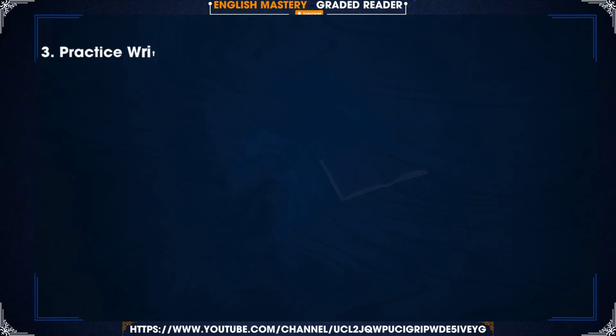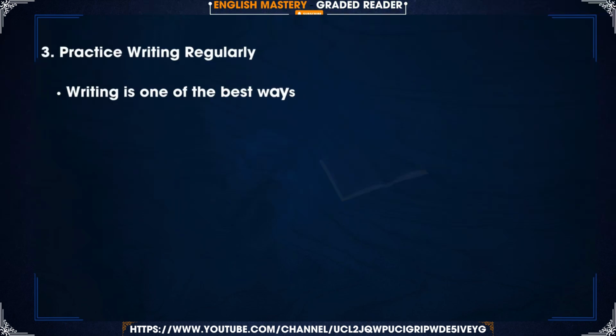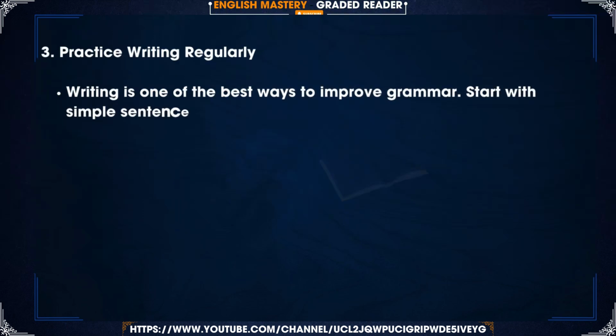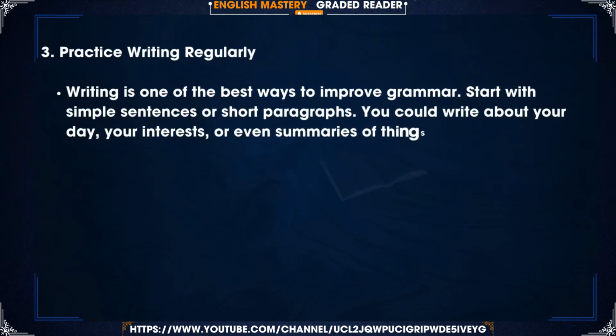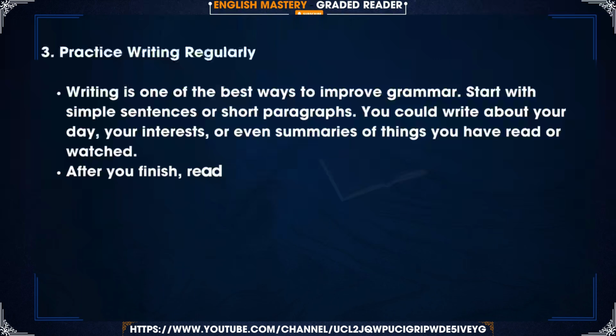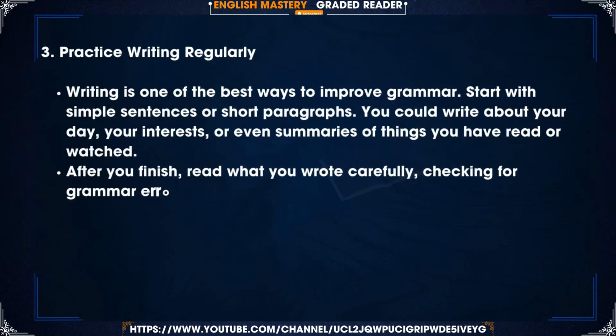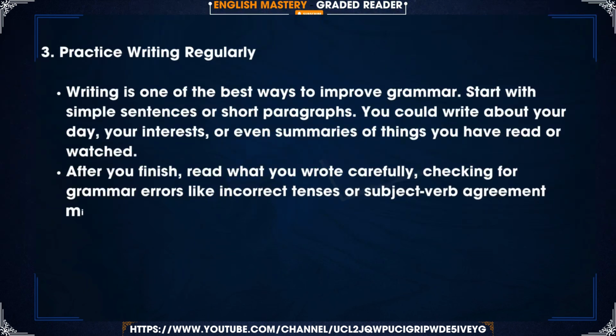Three, practice writing regularly. Writing is one of the best ways to improve grammar. Start with simple sentences or short paragraphs. You could write about your day, your interests, or even summaries of things you have read or watched. After you finish, read what you wrote carefully, checking for grammar errors like incorrect tenses or subject-verb agreement mistakes.